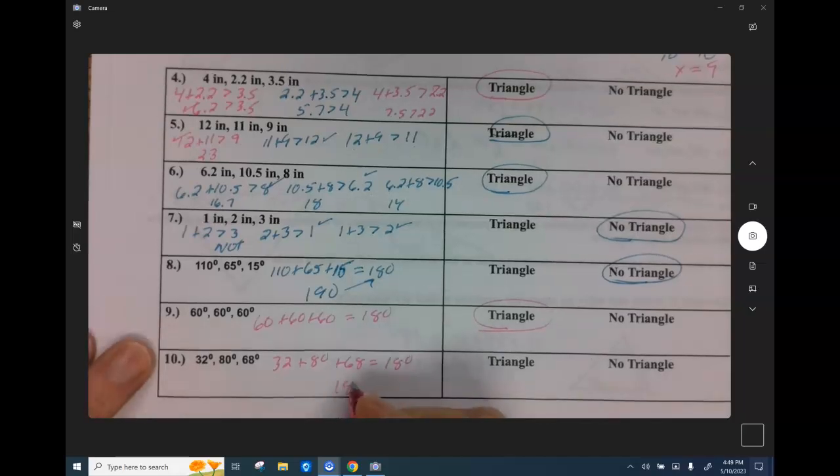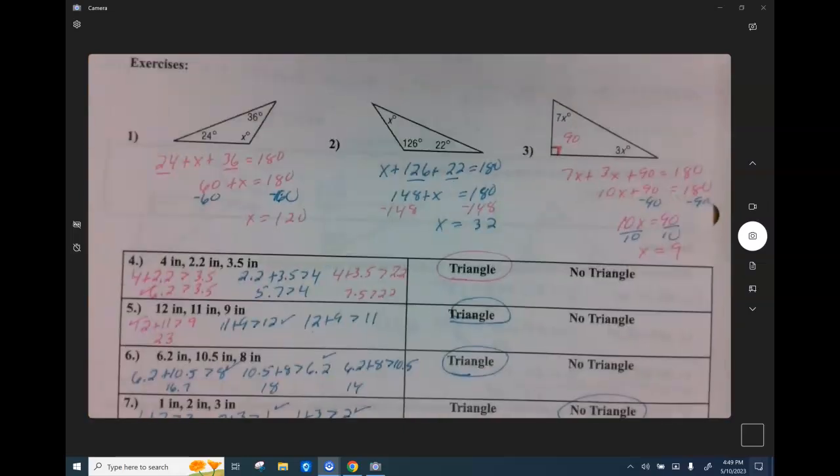I got 180. Did you get 180? Always double check your work. Yep, that one's a triangle. Okay, let's look at homework.